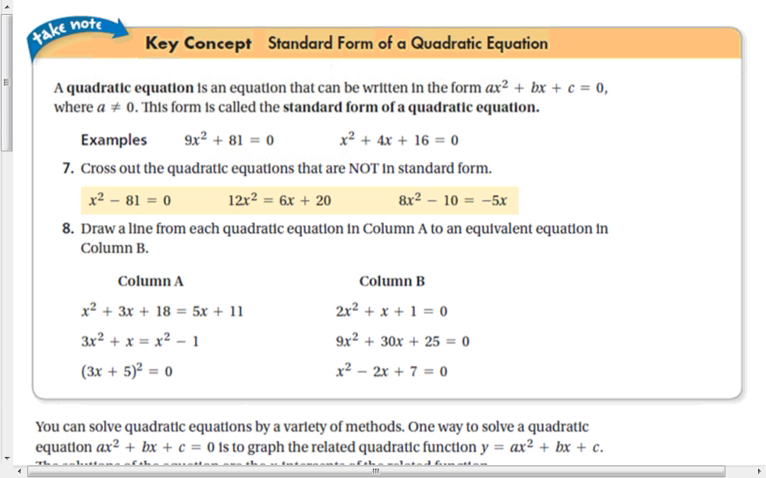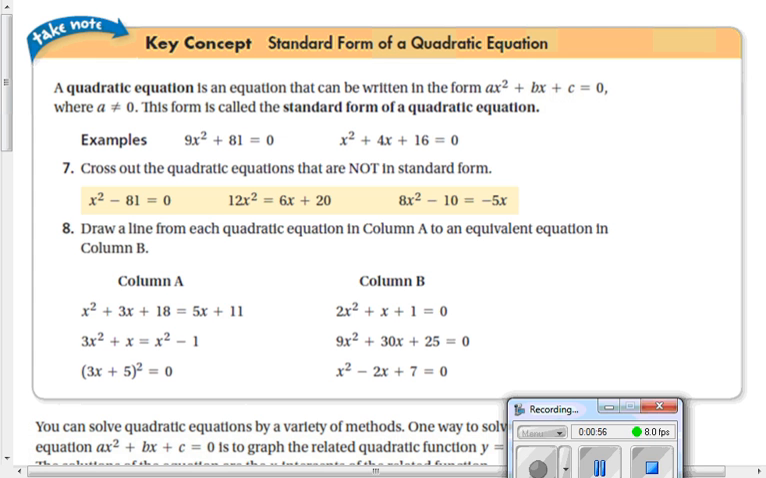All right, so we already talked about this a little bit, what the standard form of a quadratic equation is. A quadratic equation can be written in the form ax squared plus bx plus c equals 0, and that's called the standard form. So we replace the y with the 0. And then here's a couple of examples. Go ahead and do number 7 and 8, and you can check back with your answers.